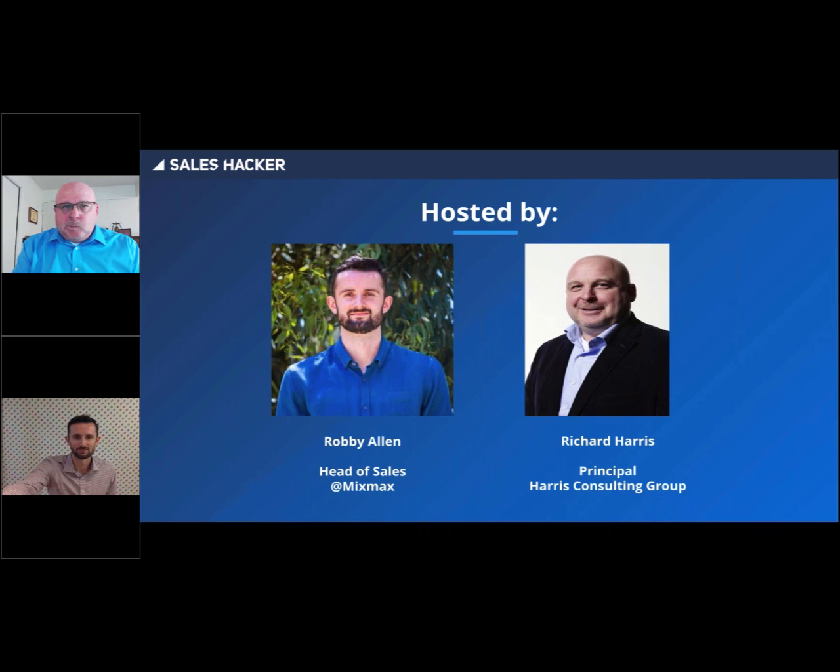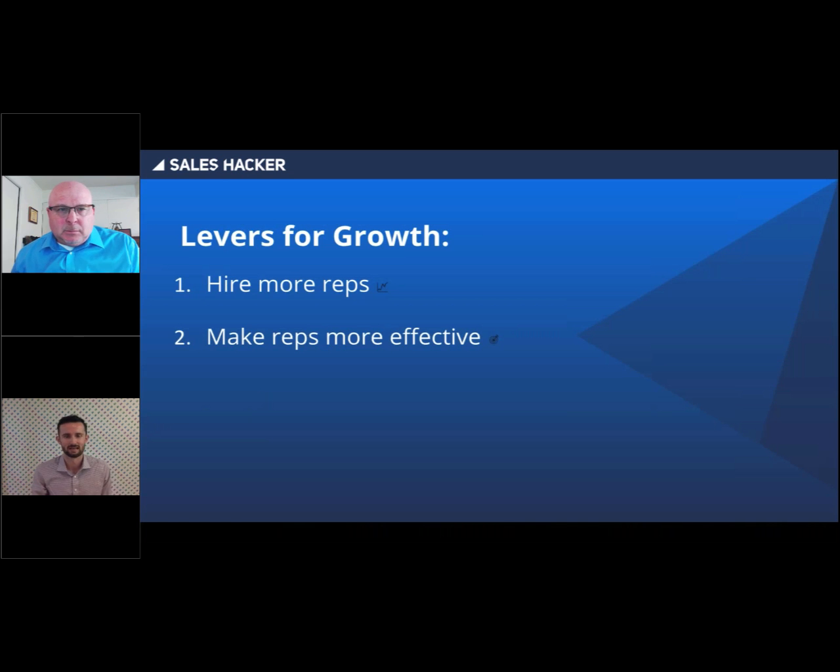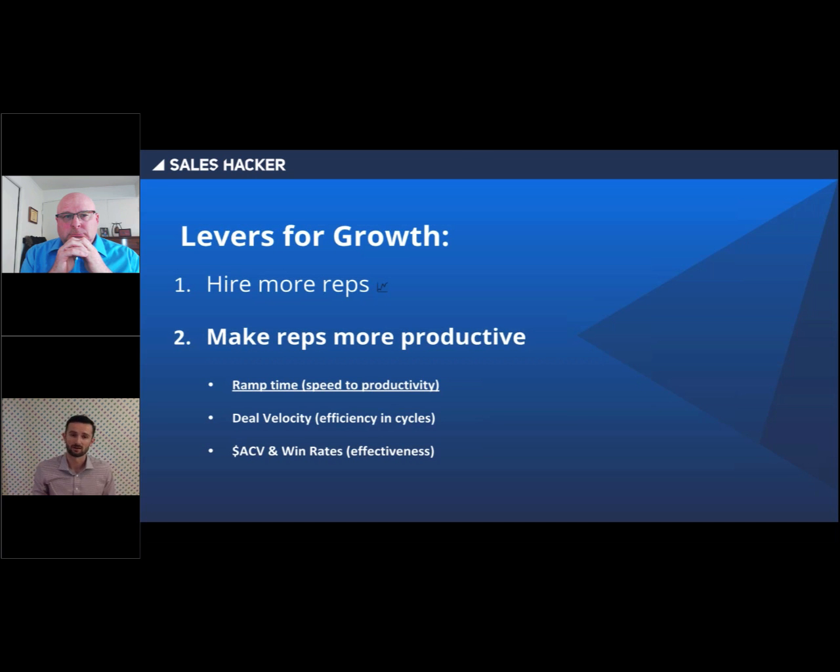All right, cool. So I'm going to jump into this. I like to think about levers for growth, and I promise we won't be in a PowerPoint for this whole presentation. Basically, in sales you have two primary levers for growth. You can hire more reps as a manager, and you can make those reps more effective. For today's webinar, we're going to talk about number two. The way I think about making reps more effective, in really simple terms, is three things. Speed to productivity, which is the amount of time it takes a rep to ramp and become productive. That's the primary thing we'll talk about today.